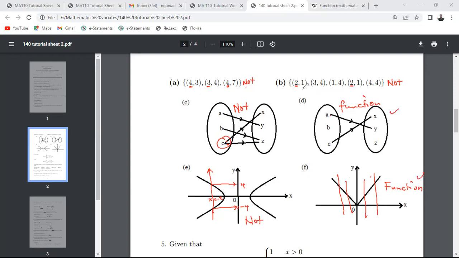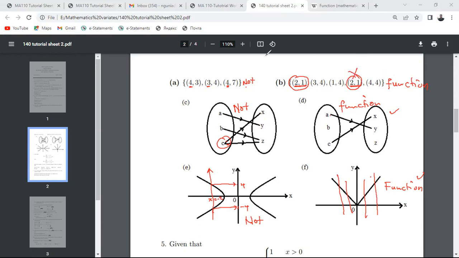The rest are not functions because I've explained. Oh, actually, this is a function, because this is the same point. It's just a repetition of the point. So this is the function. Yes, this is a function. I didn't take note of the coordinate that is on the other end. This is just a repetition of the point. This point and that point is the same. So this point has just been repeated, so we can eliminate one.